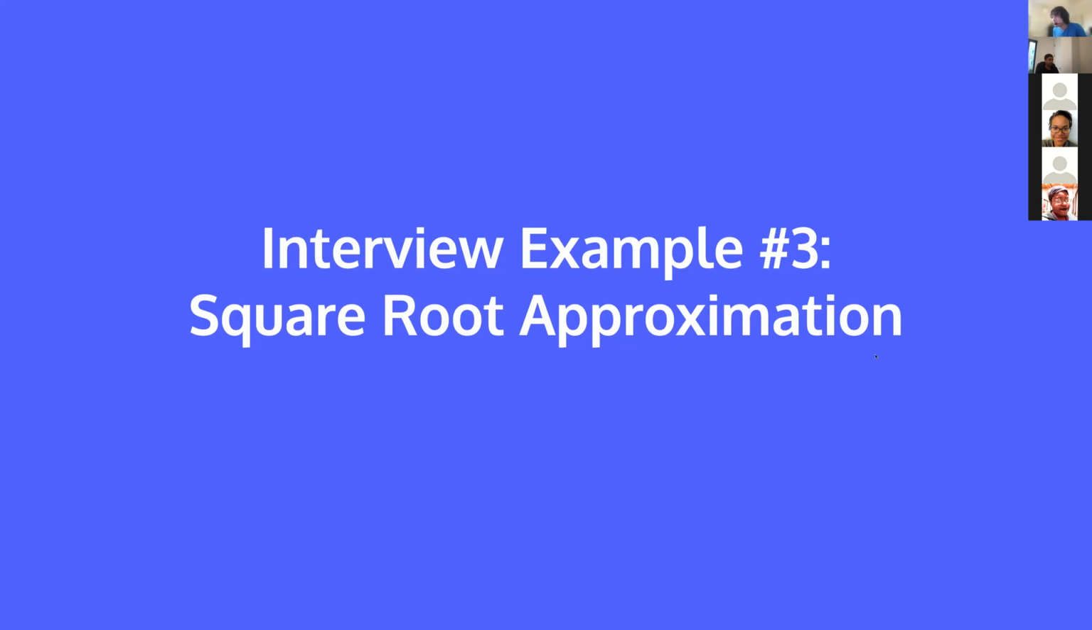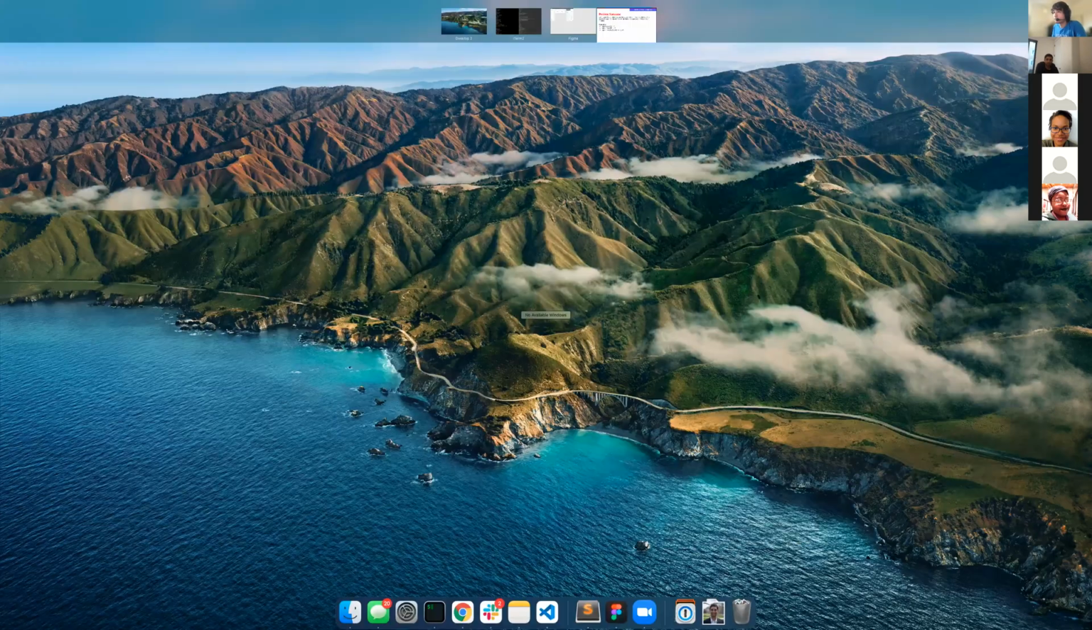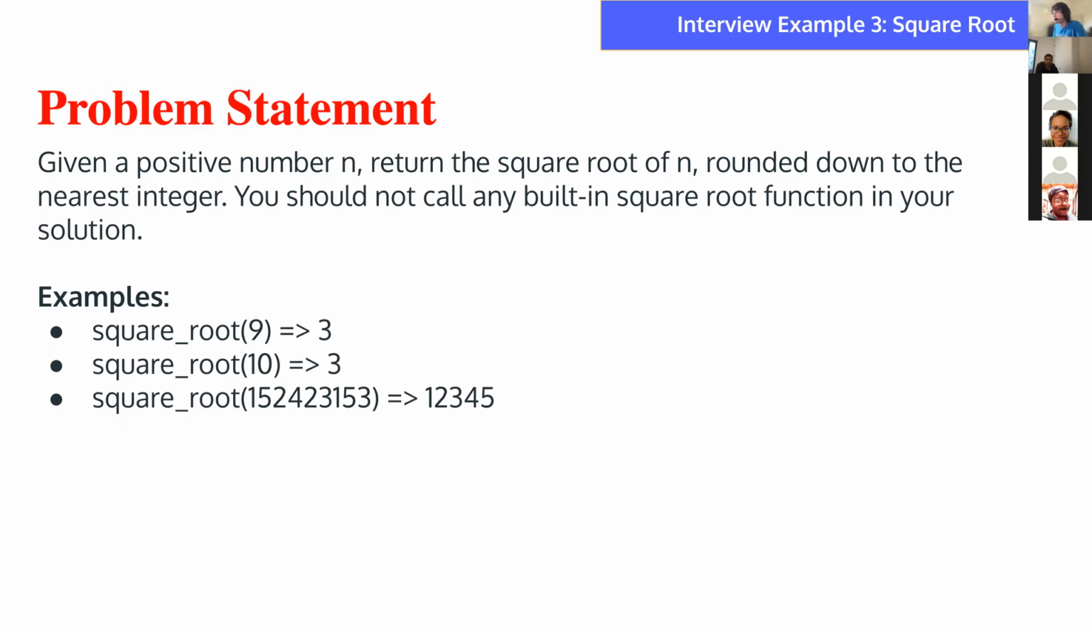Cool. So this one I'm calling square root approximation. The formulation is pretty simple. If you go to the problem statement: given a positive number n, return the square root of n rounded down to the nearest integer. To avoid any cheeky solutions, you should not call any built-in square root function in your solution. For example, the square root of 9 is 3, because 3 times 3 equals 9.